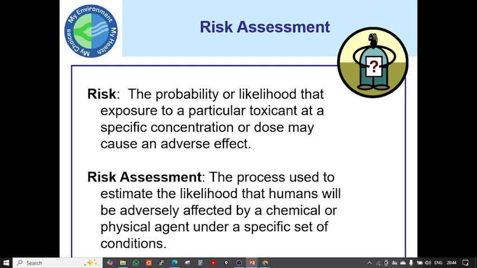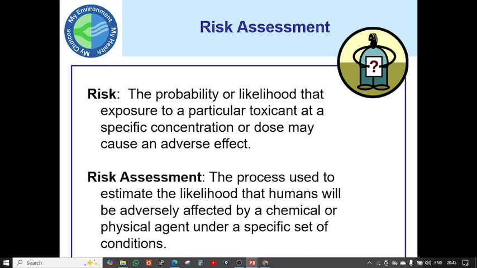Risk assessment. Next we come to this part: what is risk? Risk is the probability or likelihood that exposure to a particular toxicant at a specific concentration or dose may cause an adverse effect. Everywhere there is a chance of exposure to chemicals or toxicants, because there is no particular definition of poison. Anything you consume in excess is toxic. Our body's mechanism is designed so that all extra things can be diluted or removed automatically. But we still have a risk.